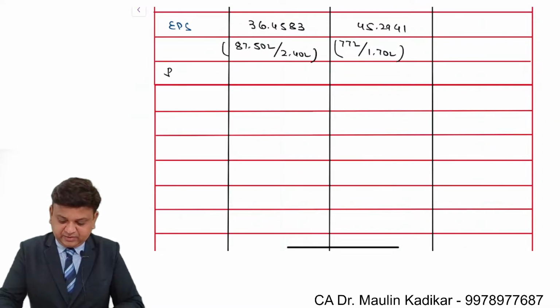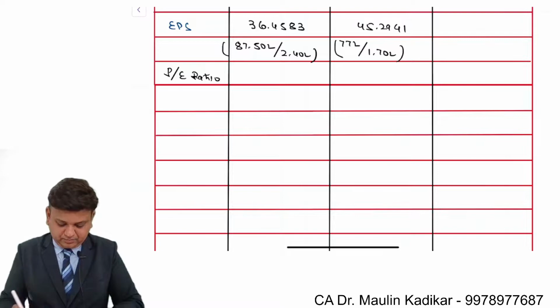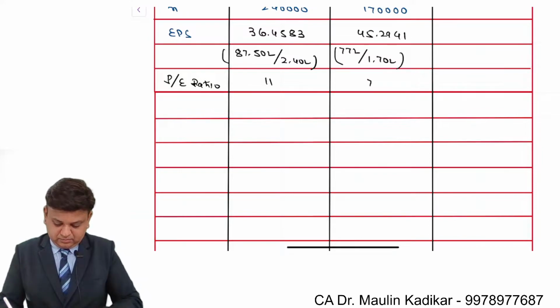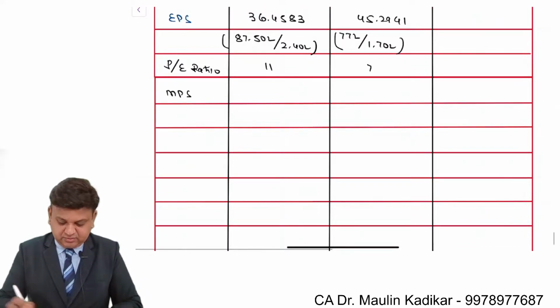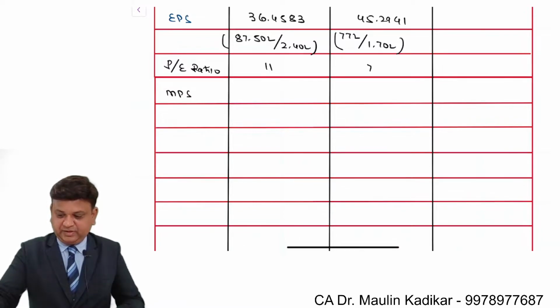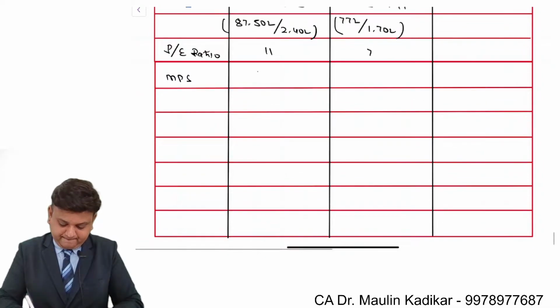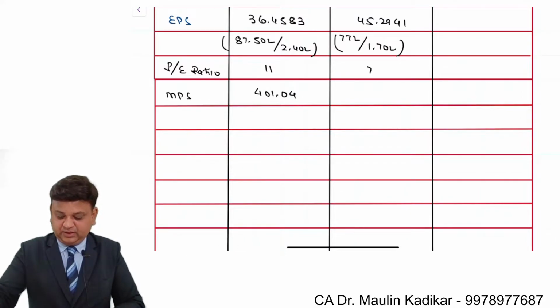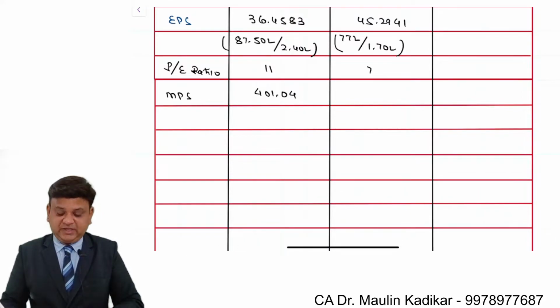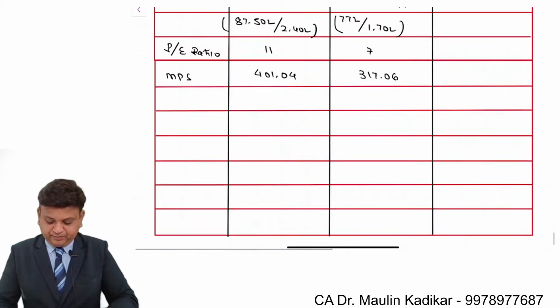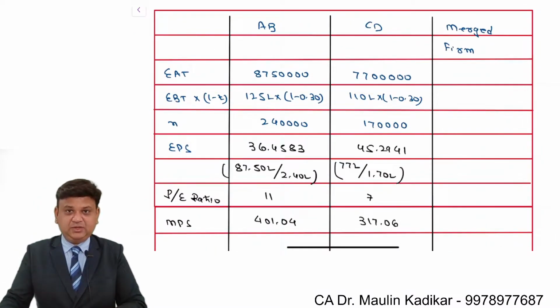The same will be multiplied with the price earning ratio. Price earning ratio is 11 and 7. That will give the market price of the share. 36.4583 into 11, that is 401.04. 45.2941 into 7, 317.06. That is the way the market price per share can be calculated.